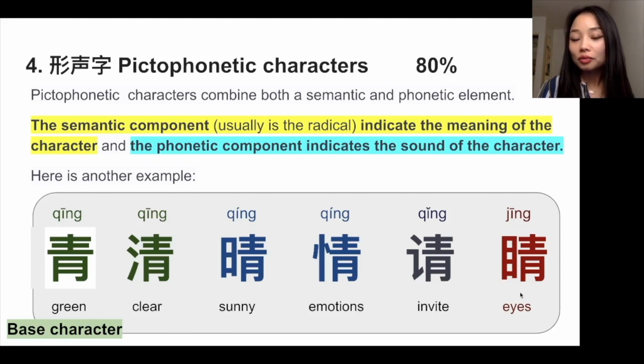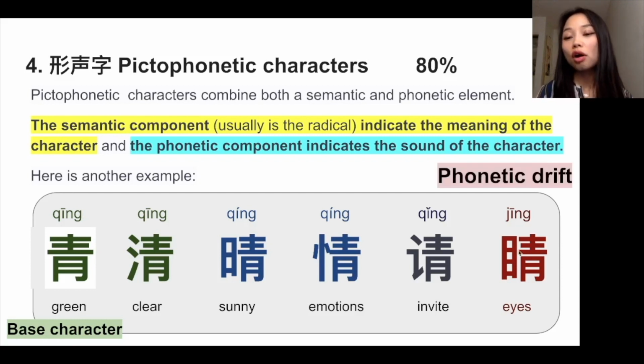And here, if you add the eye radical, so this is the eye radical right here, this character means eyes. However, the sound is a little bit different. It turned from qing into jing. Okay, the sound is still similar. However, the sound drifts away. So we call this phonetic drift. Okay, it happens over time.